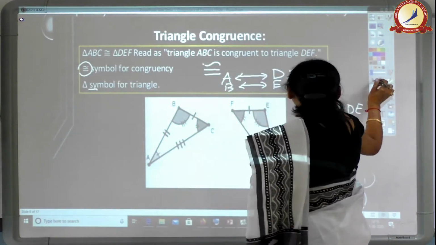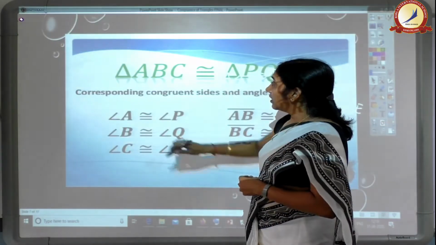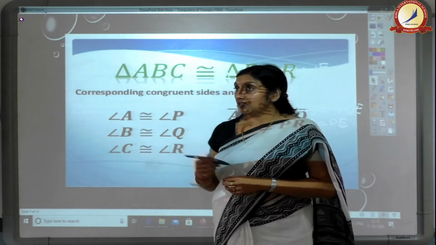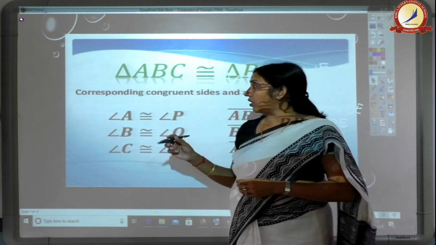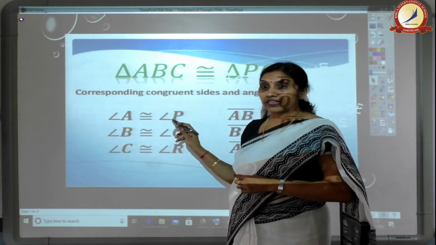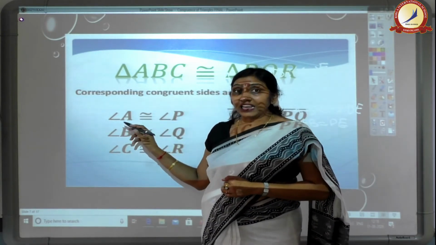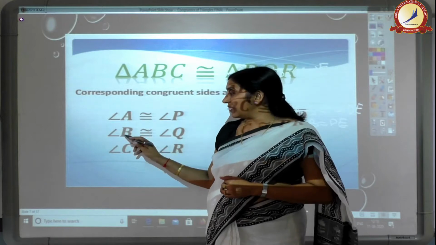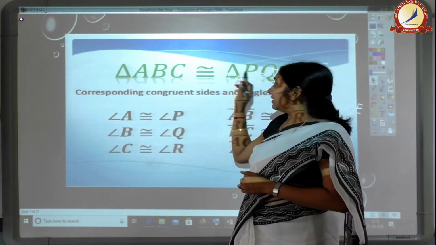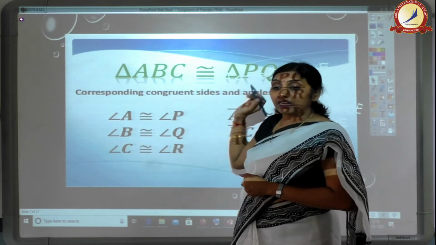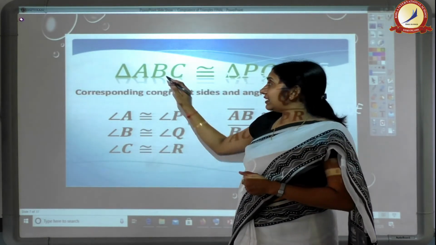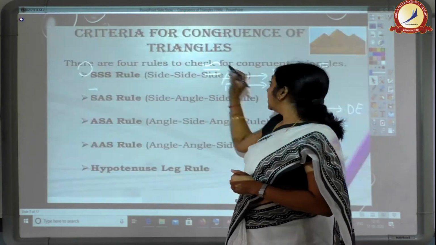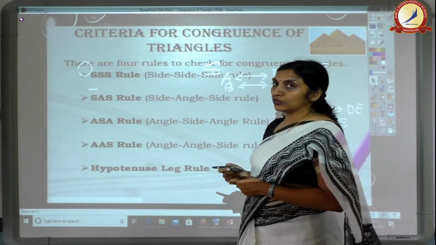Now, if I am saying triangle ABC is congruent to triangle PQR, that means angle A is equal to angle P. Similarly, angle B is equal to angle Q, and angle C is equal to angle R. AB is equal to PQ. So it is a one-to-one correspondence.